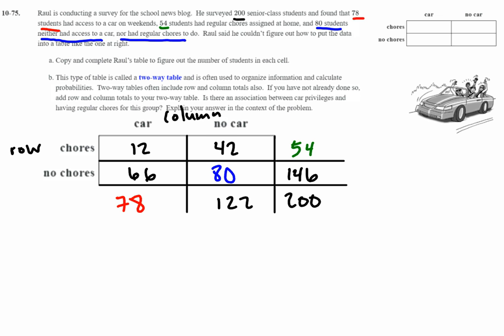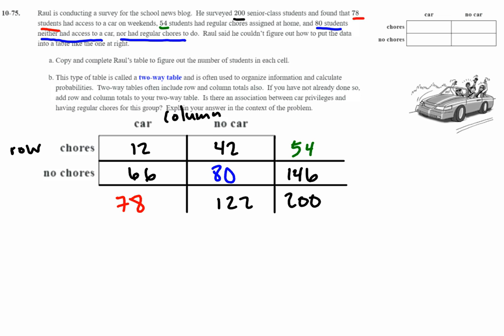So as you can see, I can add these up to have the 54 plus the 146 equal 200. So I know then 146 don't have chores. Well, if that's the case, to add to the 80, I need 66 that have a car and no chores. I can then find 12, I can find 42. Now, once we have the table, we can do some of the problems that we had yesterday.